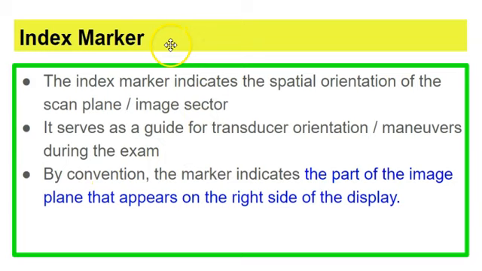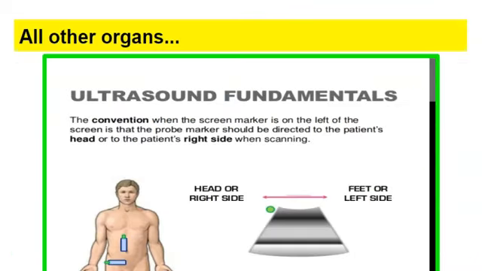And again, we beat up the index marker, which is actually relevant for us, indicates the spatial orientation of the scan plane. It serves as a guide for our transducer orientation and how we maneuver and what shows up on the screen during the exam. And by convention, it indicates the part of the image that appears on the right side of the display in echo. And again, all other organs will show up on the left side of the display. It's where the image mark would be.